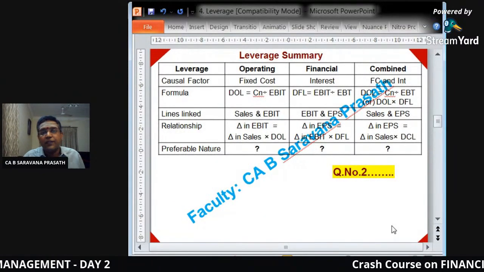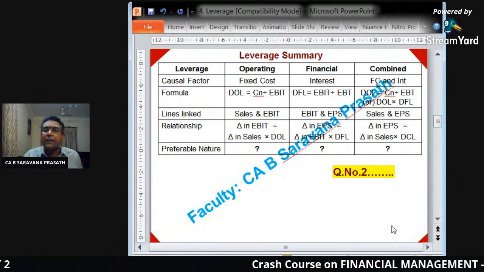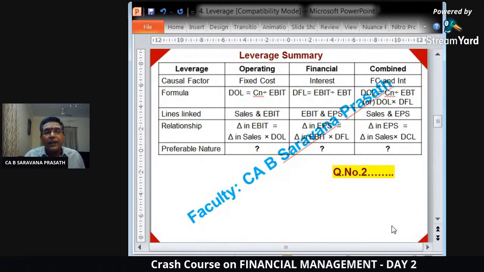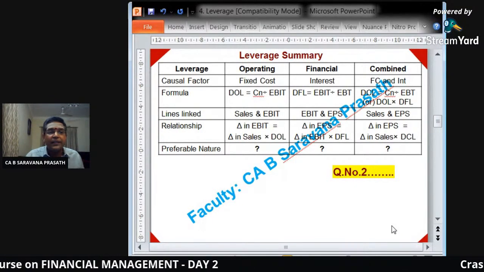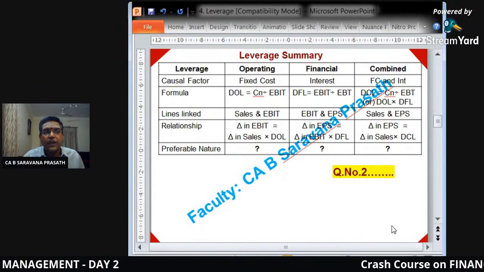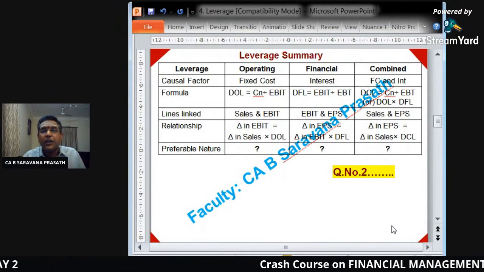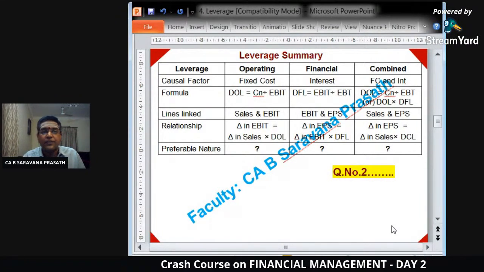There are three types of leverage: operating, financial, and combined leverage. Operating leverage arises due to fixed cost. I will go column-wise. Operating leverage arises due to fixed cost. The formula for operating leverage is contribution divided by EBIT.